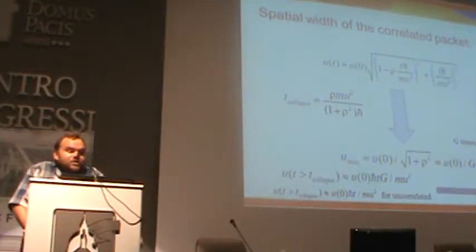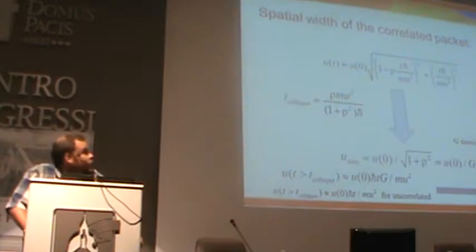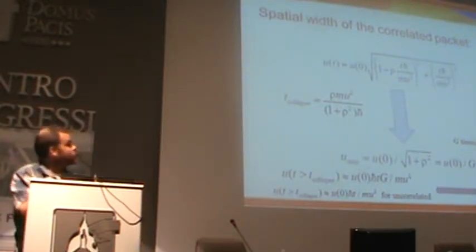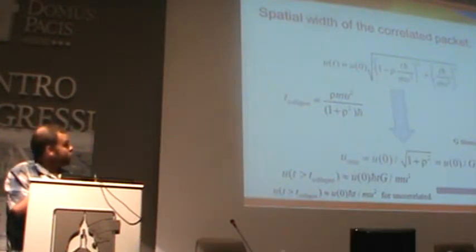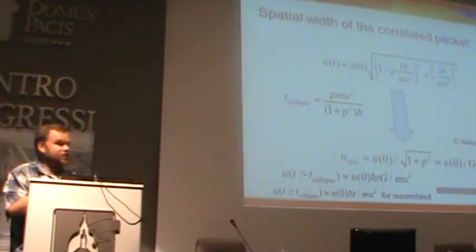We can calculate the amplitude of this wave packet. We can calculate how it depends on time. We can calculate the time which is needed to make such a collapse. If we know this time, we can find the minimum width of this packet. And this width is g times less than the initial width of the packet.